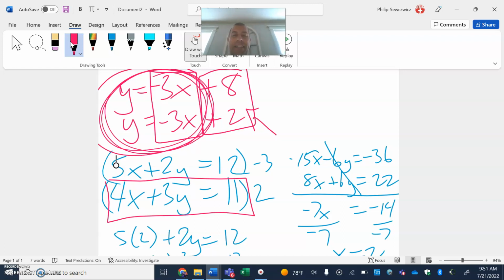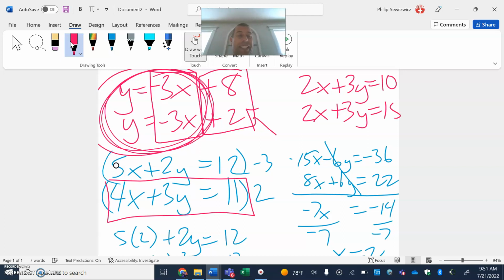So if we take something like 2x plus 3y equals 10, and then we take 2x plus 3y, so again the exact same, but then a different starting point, equals 15. These are going to be parallel lines, because again, of their x's and y's being the same and the constants being different. So again, something else to be aware of.